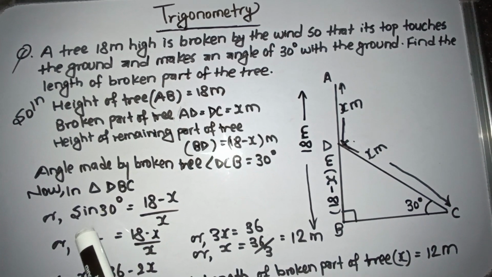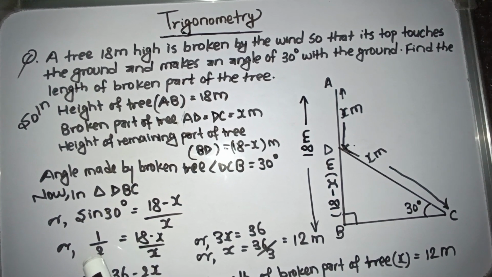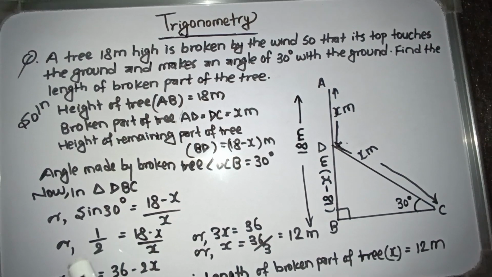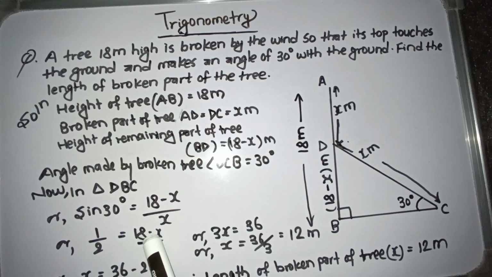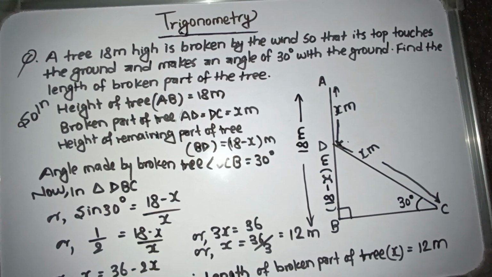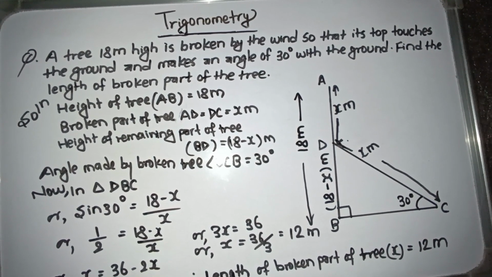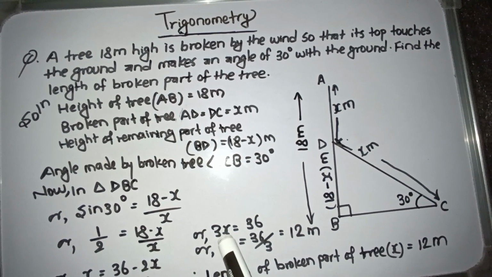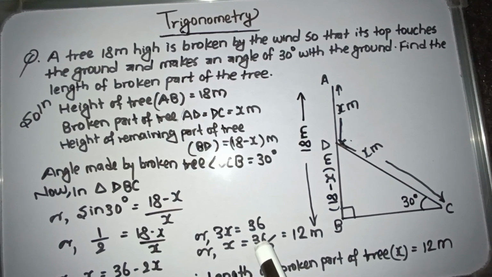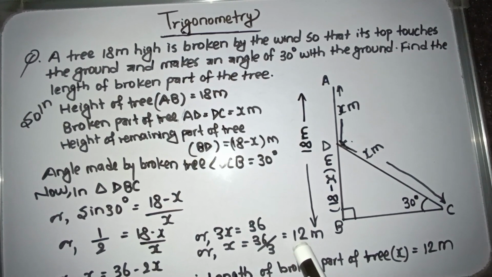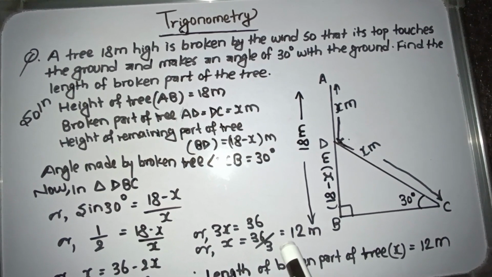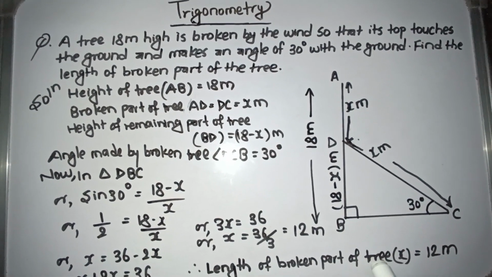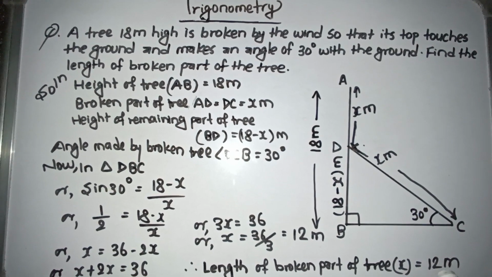Then we have sine 30 degree is equal to 1 upon 2, is equal to 18 minus x upon x. Cross multiplying, this x multiplies this 1 and this 2 multiplies 18 minus x, and we have x is equal to 36 minus 2x. We separate the constant and variables, that is 3x is equal to 36, x is equal to 36 divided by 3, is equal to 12 meter. This is the length of the broken part of the tree. X is equal to 12 meter.